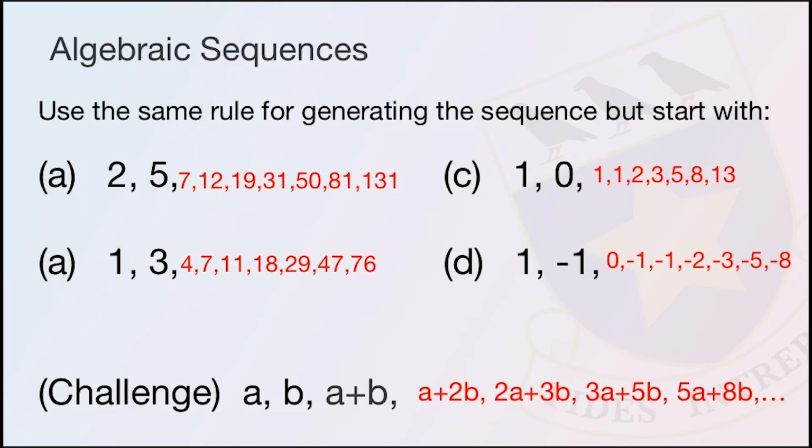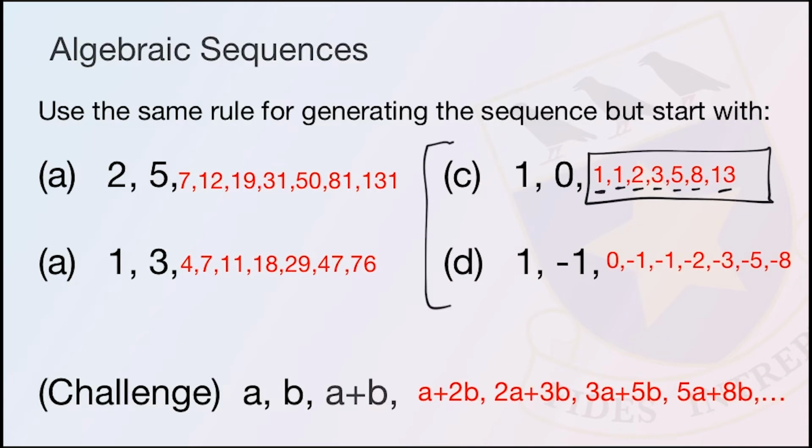And then these two here are quite interesting. When we start with 1 and 0, well, 1 plus 0 is equal to 1, and then 0 plus 1 is equal to 1 again. And then look at this, we've got 1, 1, 2, 3, 5, 8, 13. This is exactly the same as the original Fibonacci sequence. We've ended up generating this 1 and 1 halfway through the sequence.